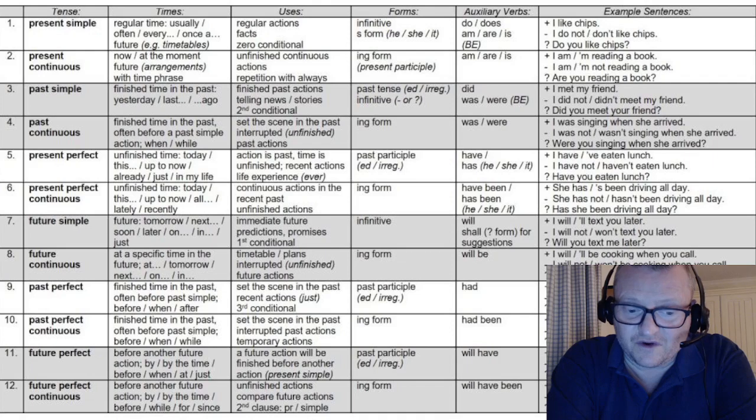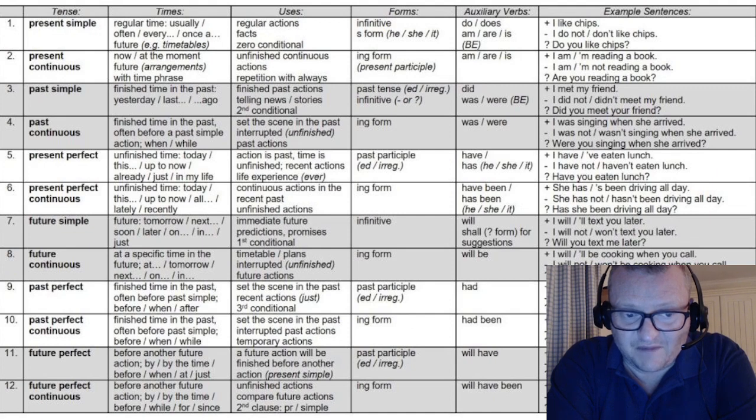Present perfect, difficult one for many students. They can't understand why we need it. It's past action, then use past simple. The difference is the time is unfinished. So today I have been to the park, for example. I've been to the park today. I went to the park yesterday, past simple, but today I've been to the park.